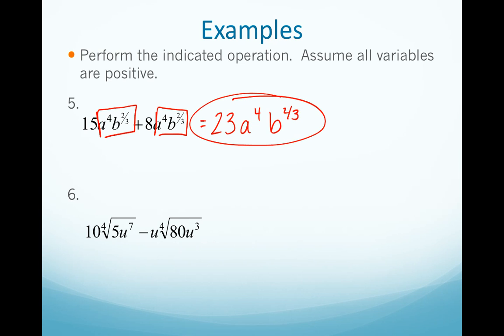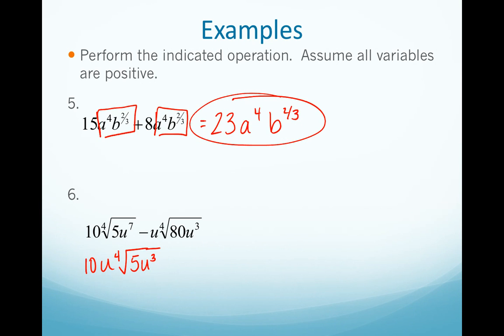Same idea with the roots. If the roots are the same, we can combine them. These roots are not the same. However, we can simplify the roots before we just say that we can't do anything. So here it's the 4th root. So for this u to the 7th, we can take out a group of u's. If we take out a group of 4, there's a u to the 3rd left. So it'll be 4th root 5u to the 3rd.